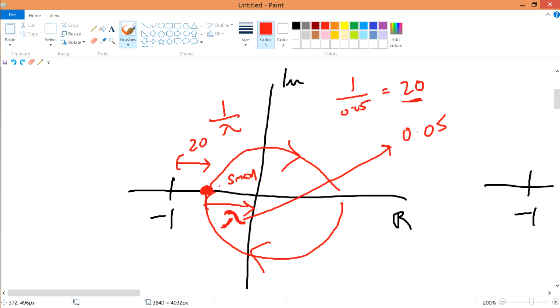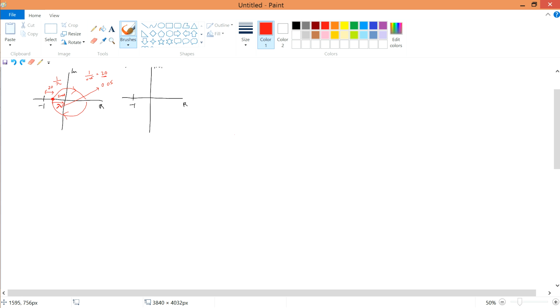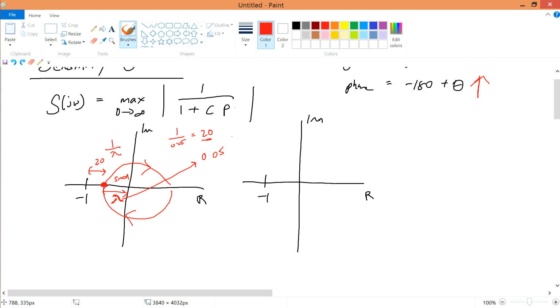However, if this distance is approximately maybe 10, then 1 divided by 10 is actually 0.1. So you are only 0.1 from the -1. In other words, your Nyquist plot is somewhere over here right now, so you're actually closer to this. This is the reason why we want the gain margin and phase margin to be as large as possible. The gain margin is simply the distance from -1, and we want it to be high.